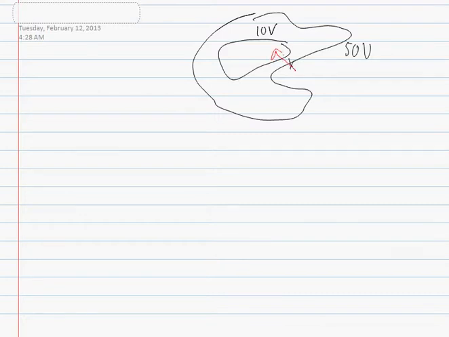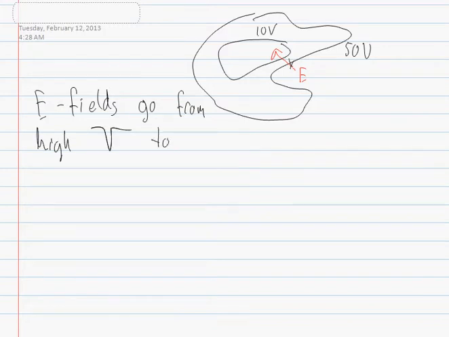So that would be the E field at that point. You'll notice that electric fields go from high to low potential, which I didn't mention earlier. But if you think about it, that's what a positive charge would do. It would go away from the high lines and toward the low lines. So from high to low potential, as with test charges.